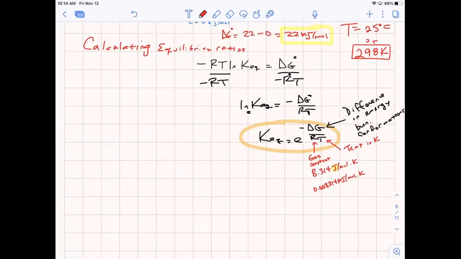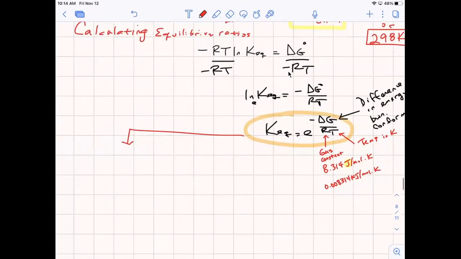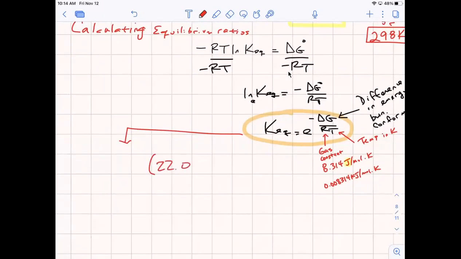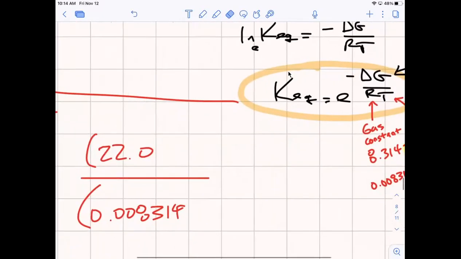All right, because it's 25 plus 273. So we got everything we need. So let's plug those numbers into this equation. So delta G is 22 divided by 0.008314. Oh, hold up. Let me put my units in because that's important because I need everything to cancel.